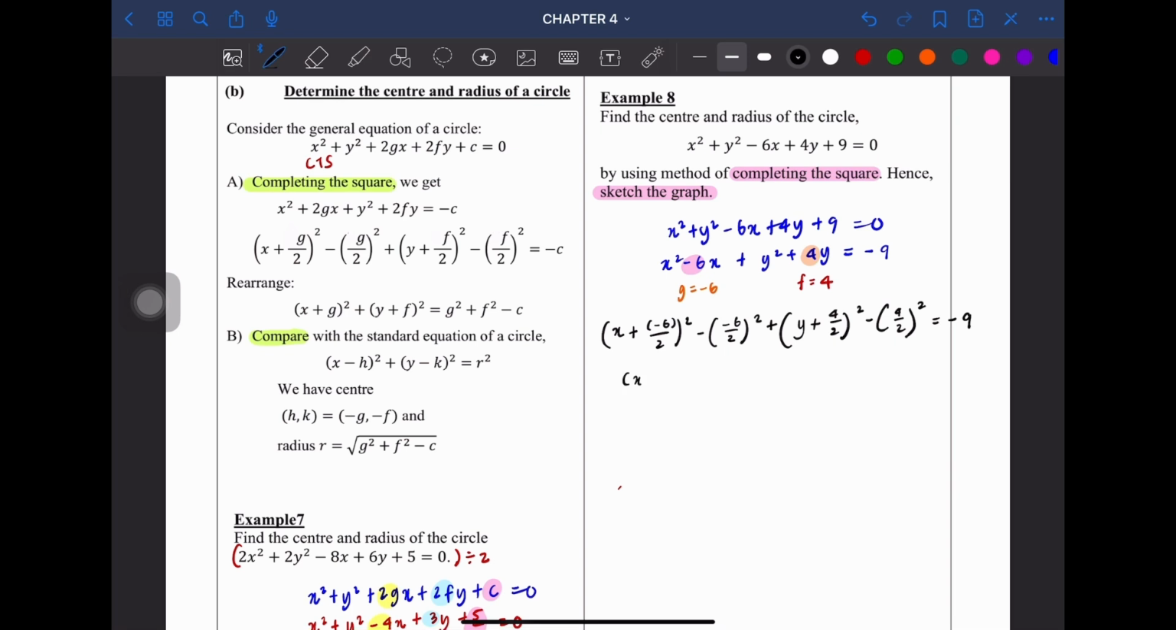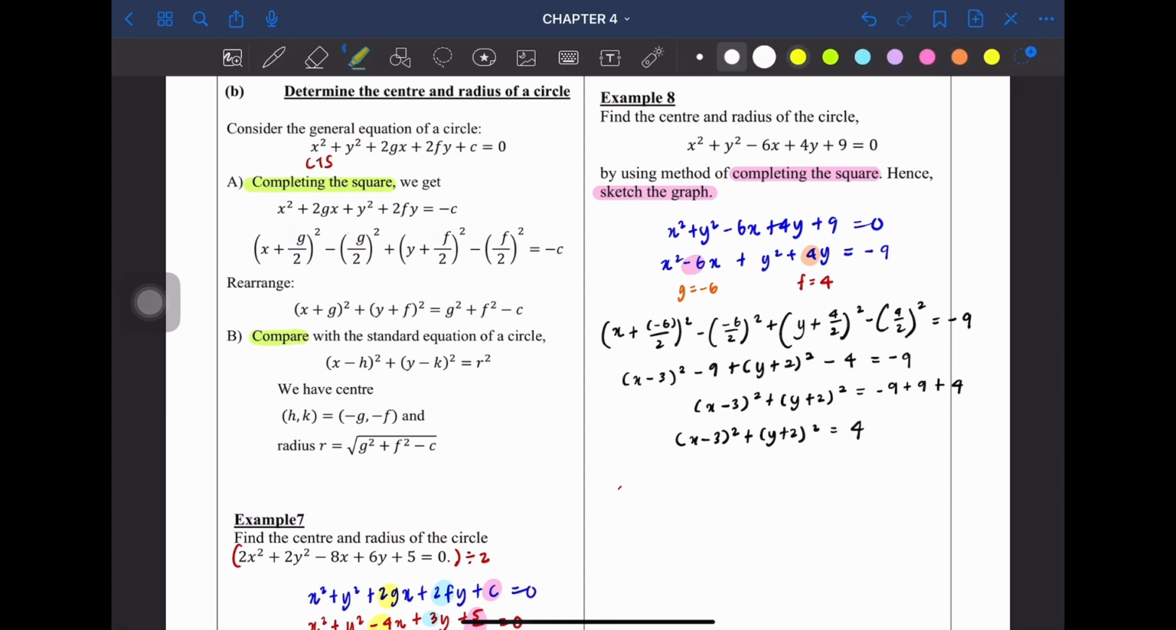Okay, so now we can simplify. So this one becomes x minus 6 divided by 2 is 3, negative 3. And then this one is negative 6 divided by 2 is negative 3. Negative 3 squared is 9. Okay, and then y plus 4 divided by 2 is 2. And then 4 divided by 2 is 2. 2 squared is 4. Equal to negative 9. Okay, so we bring all the constants to the other side. So negative 9 plus 9 plus 4. So it will become x minus 3 squared plus y plus 2 squared equal to 4.